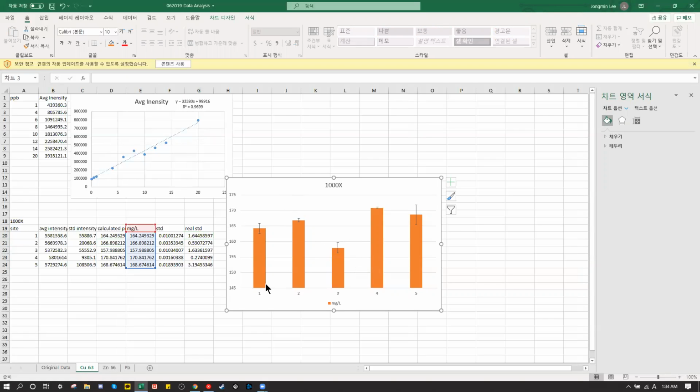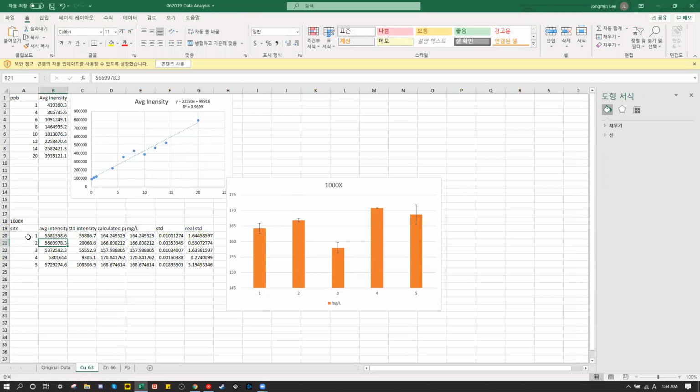This whole process of collecting data and analyzing these data will be done for each site, for each metal.